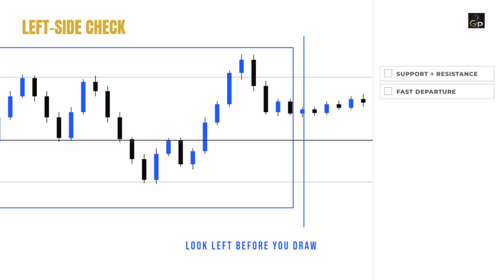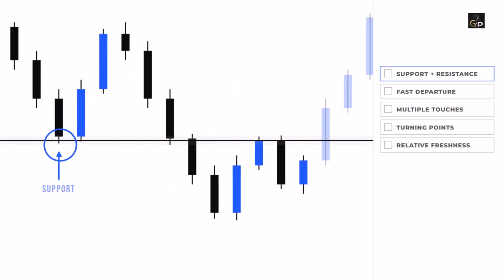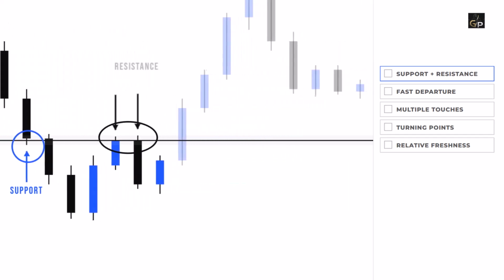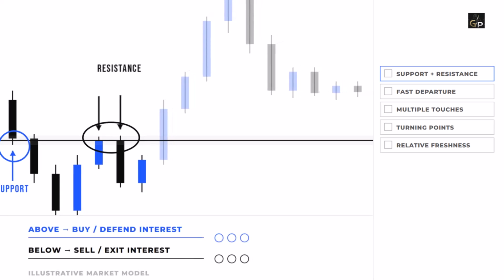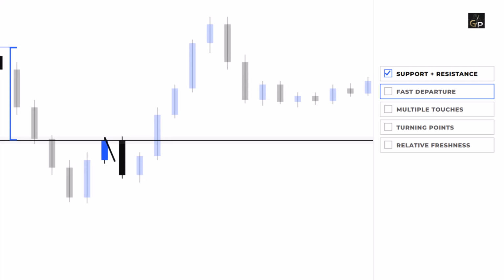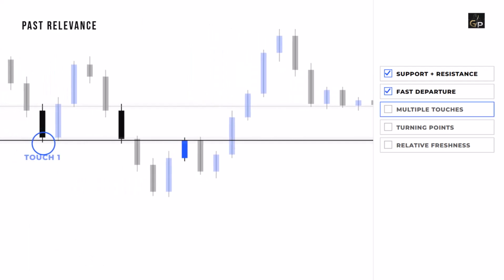You're looking for a few specific qualities, and they all trace back to the same order accumulation idea we went through earlier. You want levels that have acted as both support and resistance at different times, because a price that has served both roles has had participants transacting on both sides of it and has accumulated interest from both directions. You want levels that price left in a hurry, because a violent departure indicates the area was genuinely contested rather than casually passed through. You want multiple touches, since each one represents another round of business.